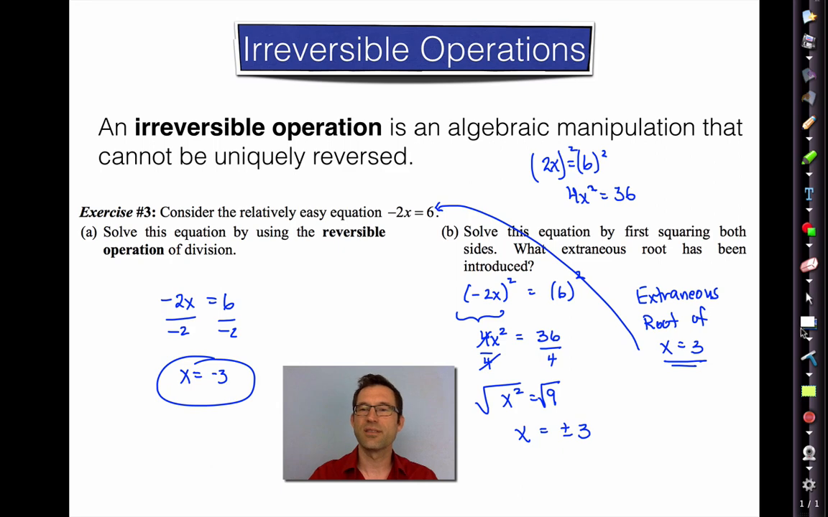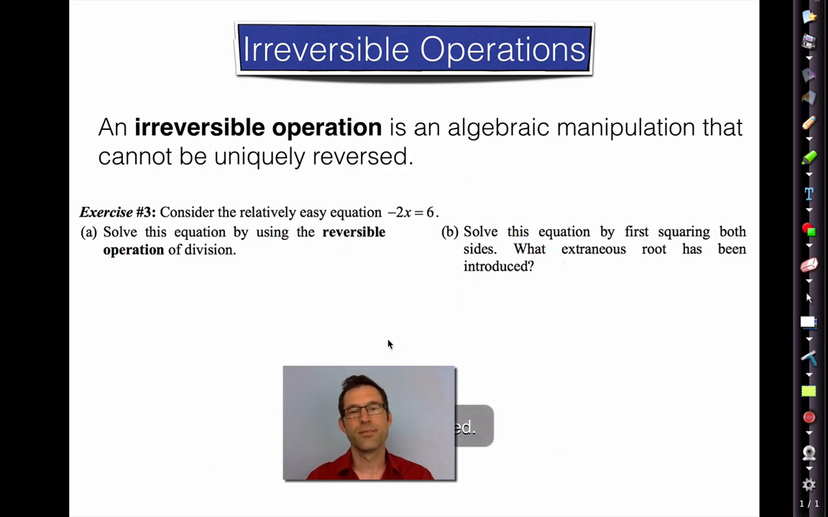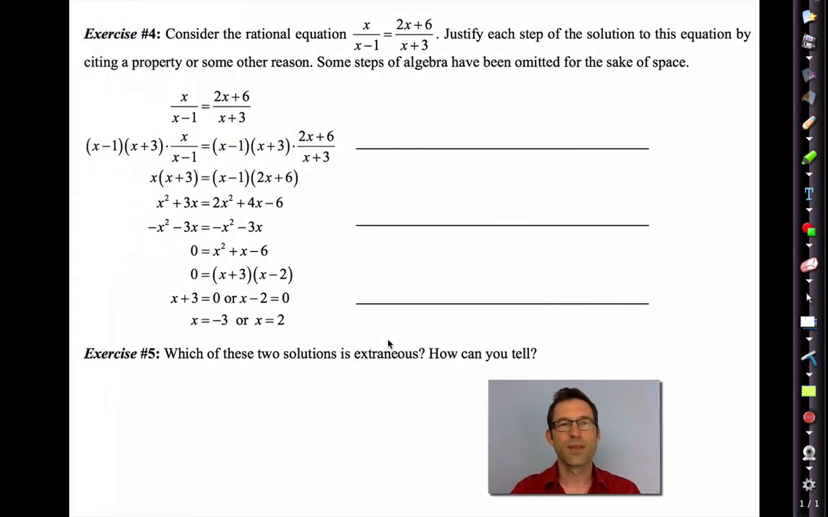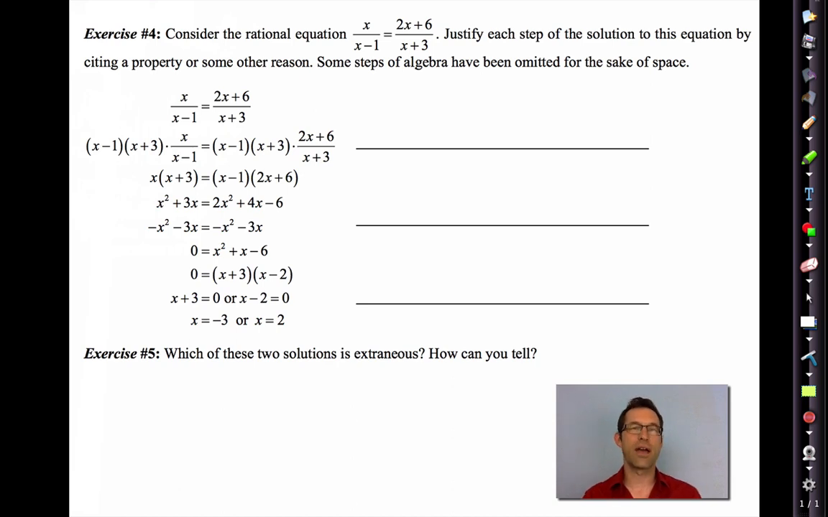Okay, let's get rid of it. All right, now let's take a look at a rational equation. Exercise 4 says consider the rational equation x divided by x minus 1 equals 2x plus 6 divided by x plus 3. It says justify each step of the solution to this equation by citing a property or some other reason. Some steps of algebra have been omitted for the sake of space. Pause the video now and see if you can fill in those blanks.